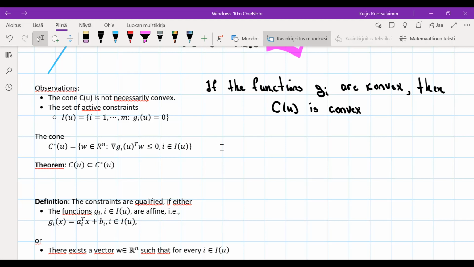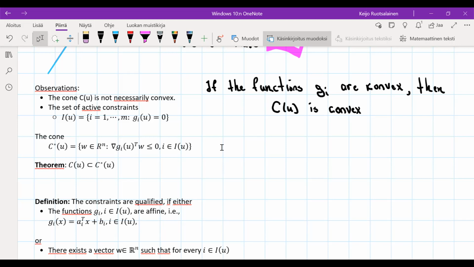So let's draw a picture. It is a cone. For example, if you take W, any W, and you multiply the W with the positive scalar, then the scalar product with the new point is still non-positive.